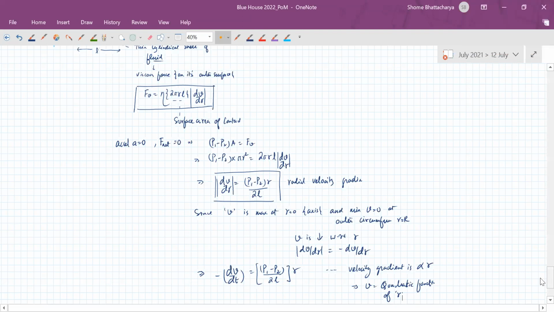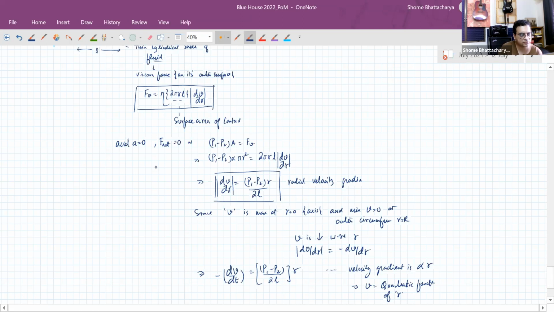There should be an eta in the RHS. I've missed out an eta somewhere. Yeah, after this, I forgot the eta, where the drag force I have substituted. So it's eta into this. Okay, so we just add an eta here. So the eta will come in the denominator. Is it okay now? Yes.